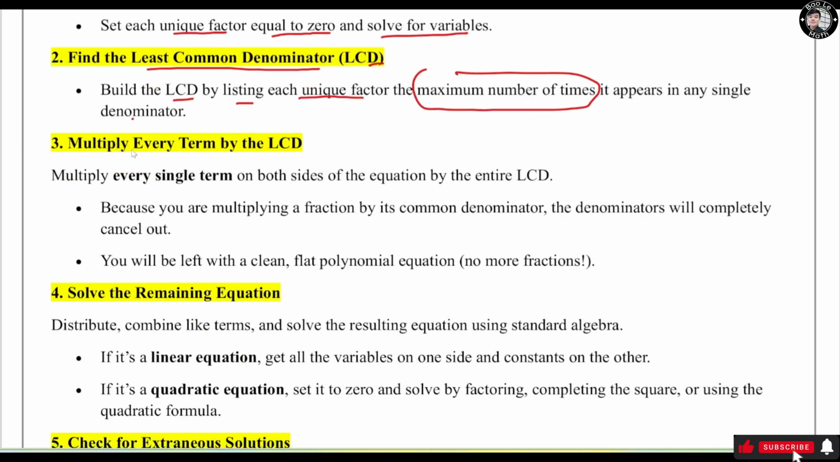Step number 3, multiply every term by the LCD. So you're going to multiply every single term on both sides of the equation by the entire LCD. Because you're multiplying a fraction by its common denominator, the denominators will completely cancel out. You will be left with a clean, flat polynomial equation, no more fractions.